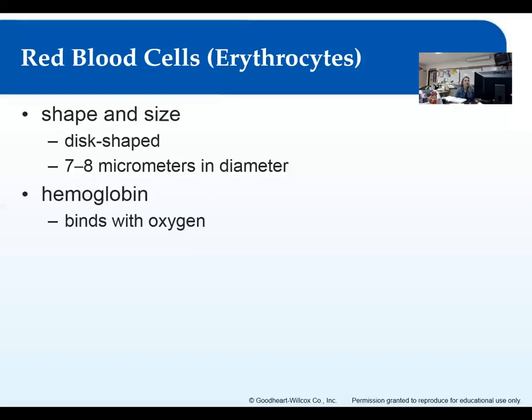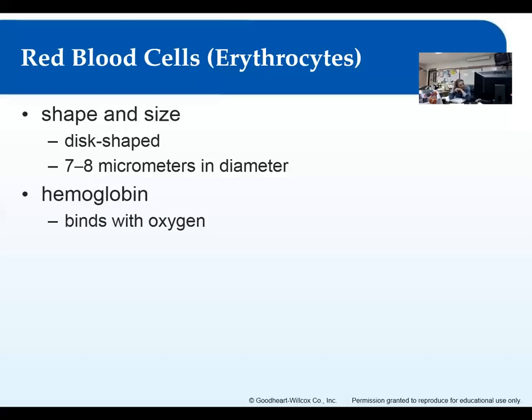All right, red blood cells, or erythrocytes. Most of you probably know that word. Erythro is red, cyte is cell. So red cell is literally the meaning of that. Their shape and size, they are usually disc-shaped. They kind of look like UFOs, if you will, or like a donut, but the donut hasn't had the hole punched out.